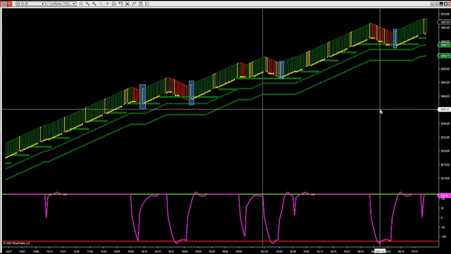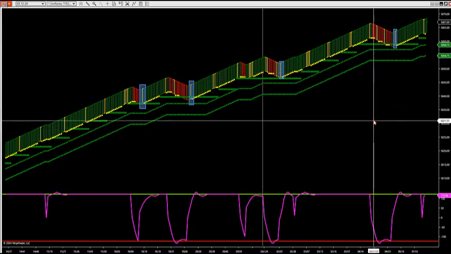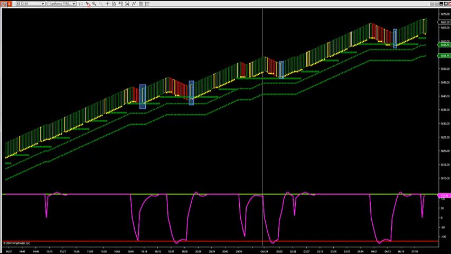Very simple. Not hard to understand. Now let's look why, because this is about the liquidity grab trader. When does the liquidity grab trader want to fire?